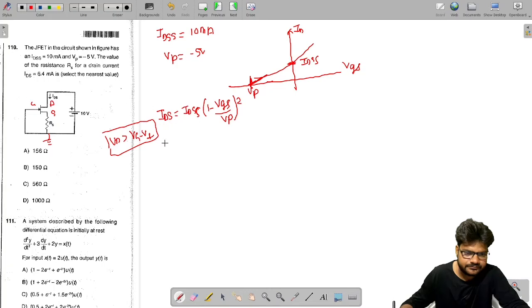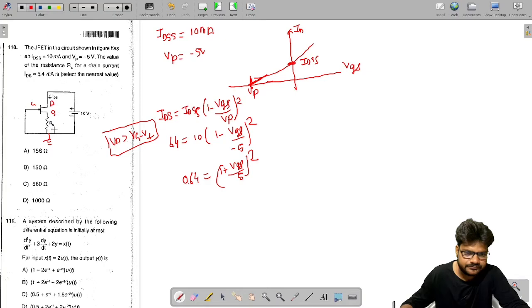Now we know IDS is 6.4 milliampere. Okay. IDSS is 10 milliampere, then VGS we are not given. Okay. But Vp we are given, this is minus 5 and this is square. Okay. So this is 6.4 by 10, this is going to be 0.64 equals 1 plus VGS by 5 whole square, and we are asked we have to find out Rs.